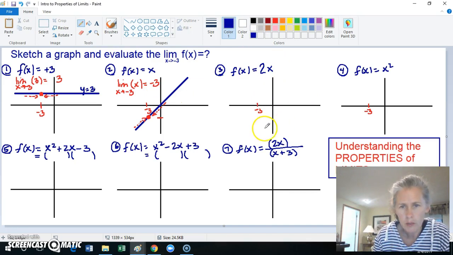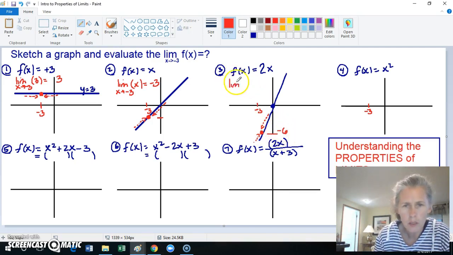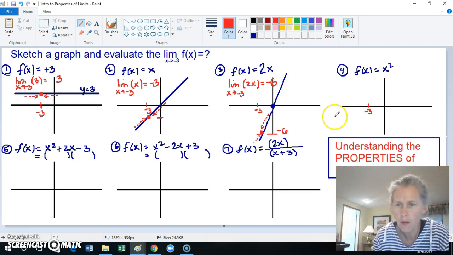All right, 2x. We know that to be a line passing through the origin, steeper than the line y equals x. We know as we walk along the graph from the left of -3 and from the right of -3, the y value we are getting close to is -6. So the limit as x approaches -3 on the function 2x is -6.